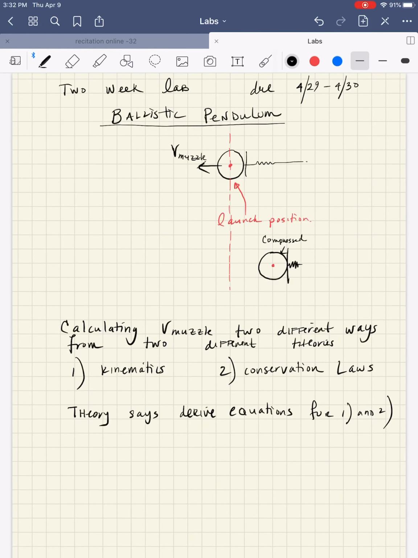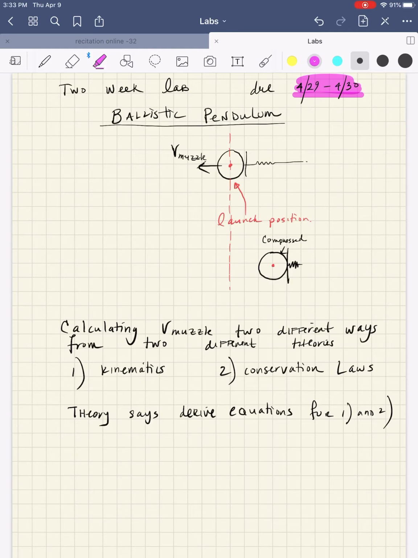Hi everyone, recording a lecture for the Ballistic Pendulum Lab. This lab is starting the week after spring break, so on Wednesday the 15th and Thursday the 16th. And then it's going to be a two-week lab due the 29th through 30th, Wednesday and Thursday, respectively. So the name of this lab is Ballistic Pendulum Lab.